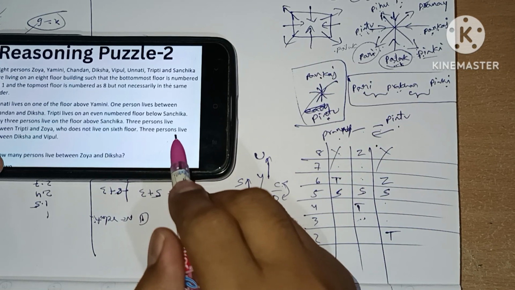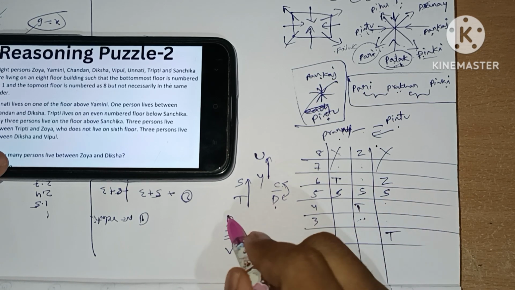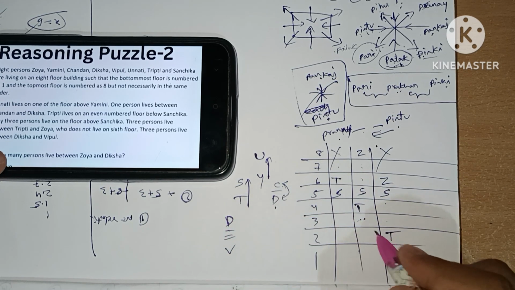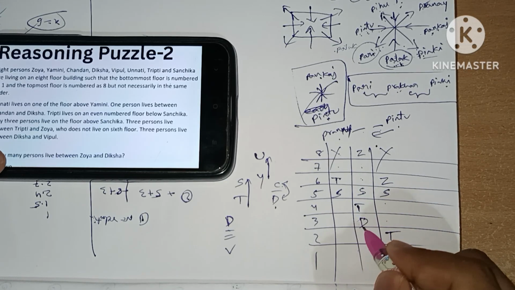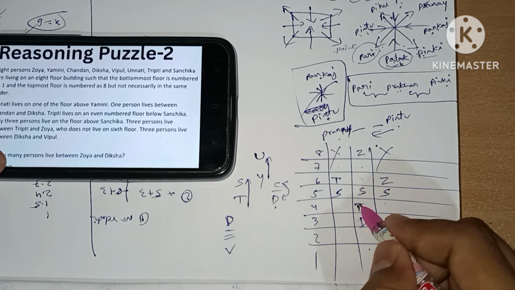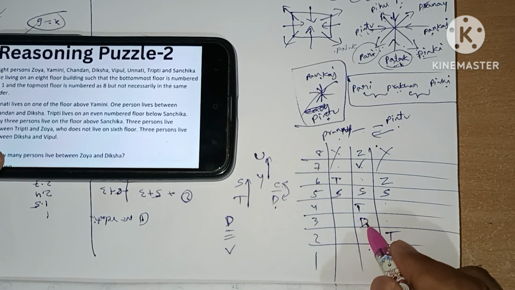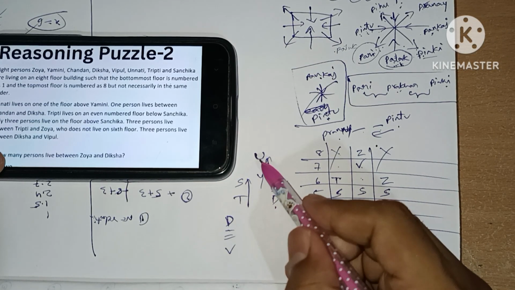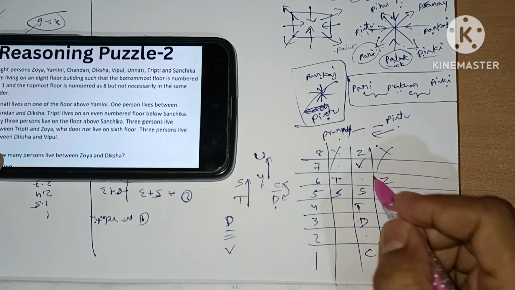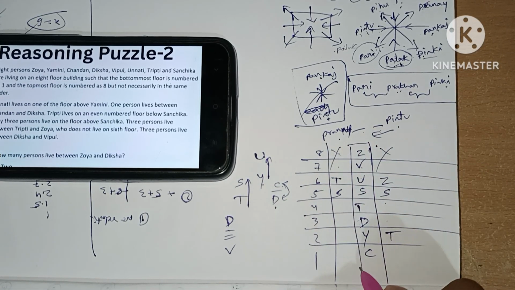The last statement says that D and V have three persons between them. We have C dash D. If we place D here, we cannot place V. So this is the place for D, and 1, 2, 3, this is the place for V. C dash D, so D is here and C is here. We are left with only U and Y. This is the place for U and this is the place for Y. This is the solution of our puzzle.